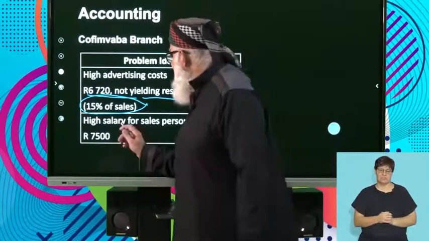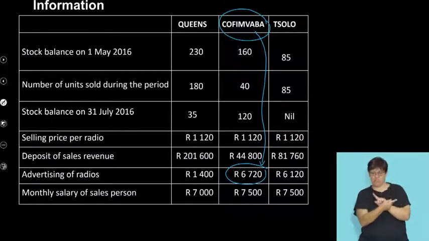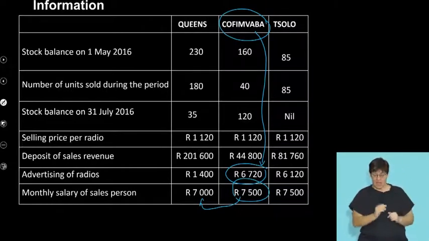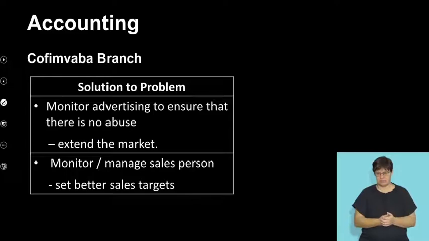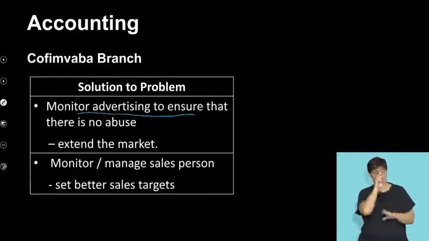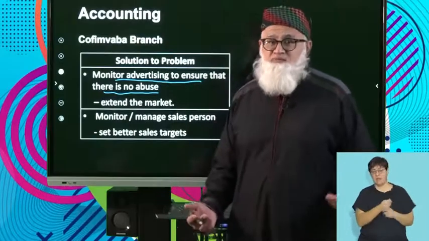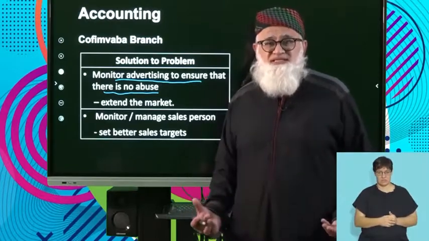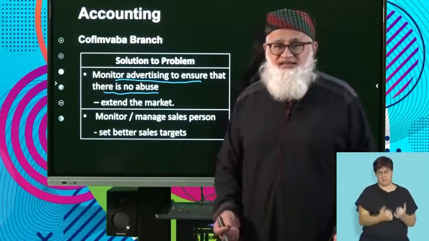And obviously the salary. We mentioned earlier that in this particular one, the salary of the person obviously is higher than the Queens', but yet we're not getting the desired results in terms of our sales. So this means, therefore, monitor your advertising to ensure that there is no abuse, right? It's possible that the advertising campaign is probably given to somebody who's au fait with the salesperson, and there may be abuse of the advertising budget. It needs to be investigated.